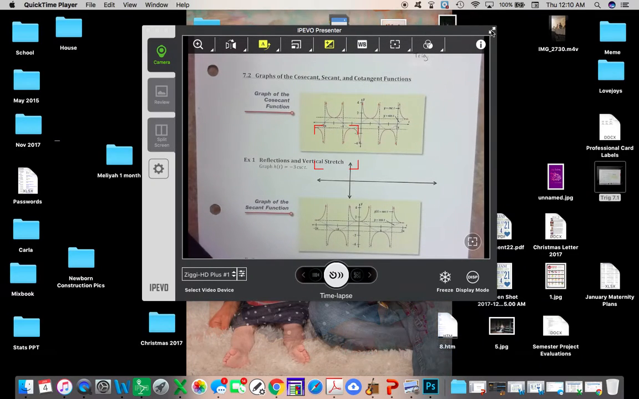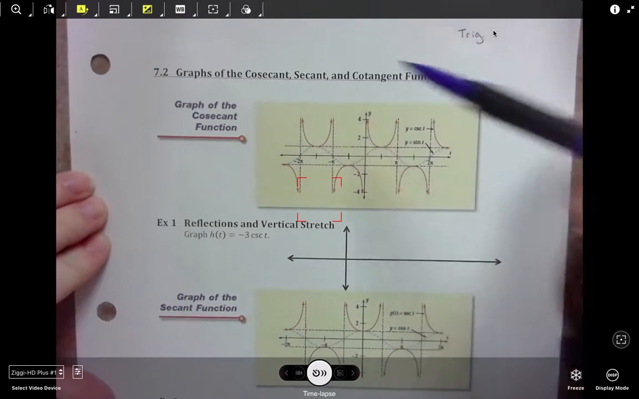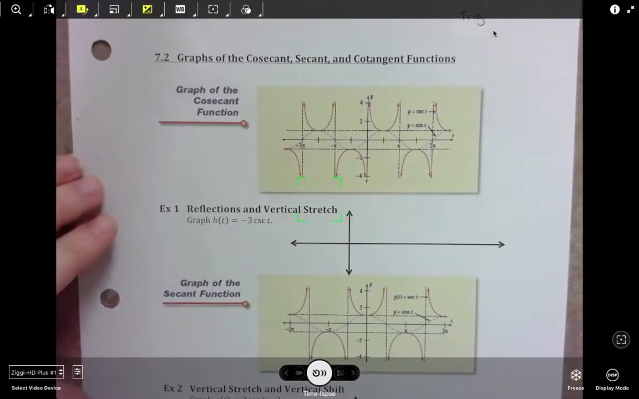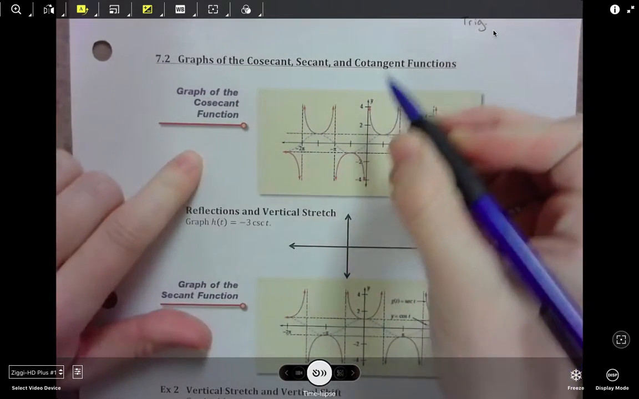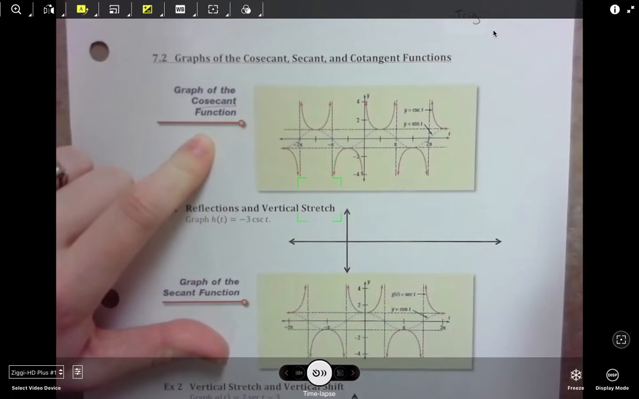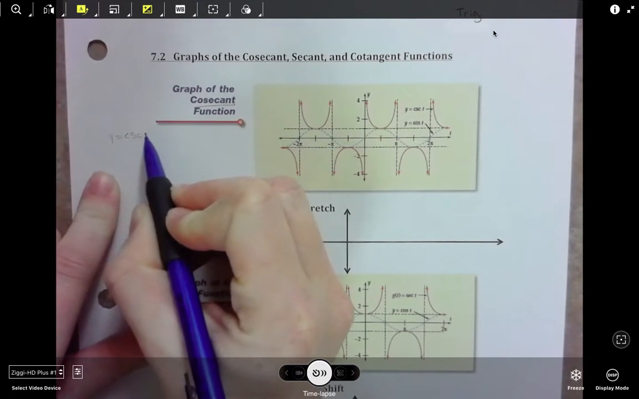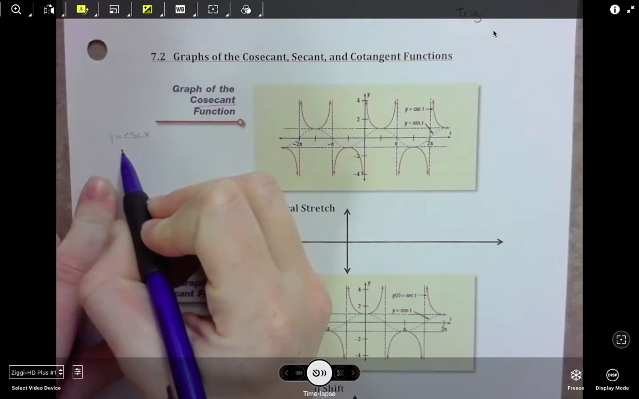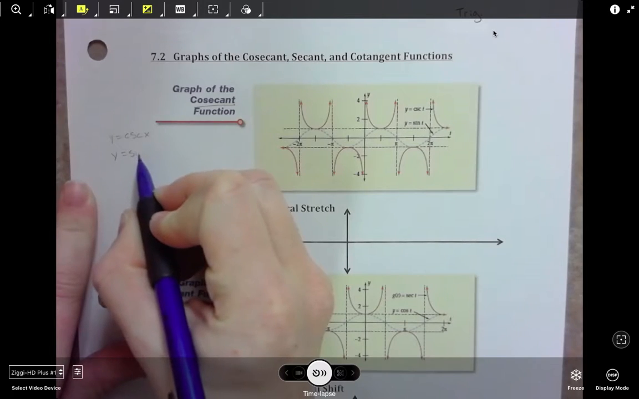All right, Trig class, now we're on to section 7.2, which is the graph of the other three trig functions, cosecant, secant, and cotangent. We just got done talking about sine, cosine, and tangent, and these are going to be very similar to those graphs. In fact, starting with the cosecant function, y equals cosecant of x is the reciprocal of y equals sine of x.